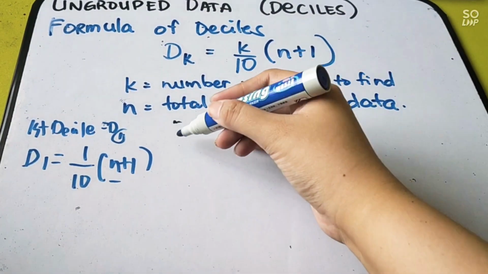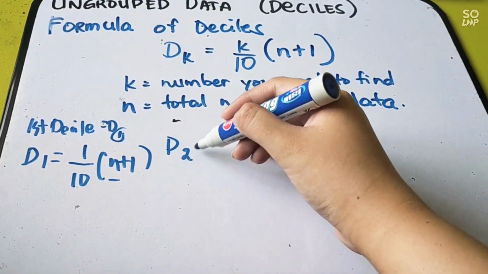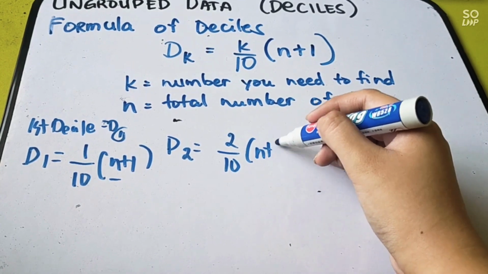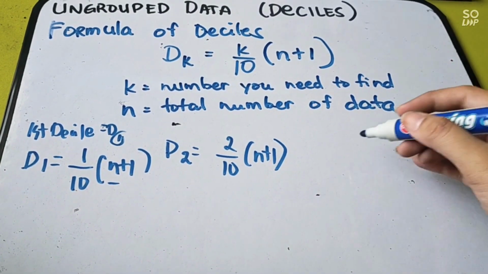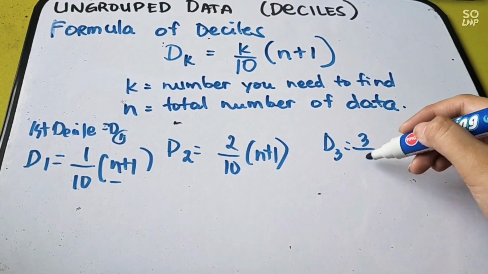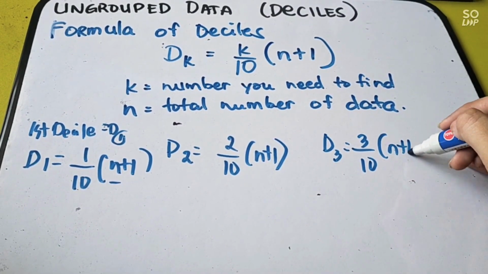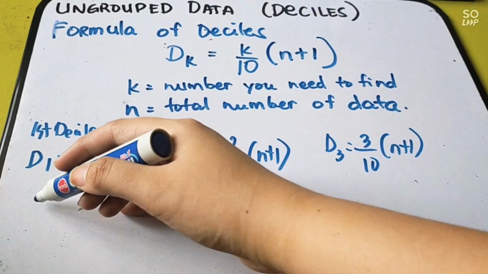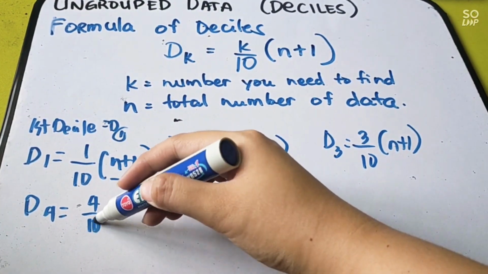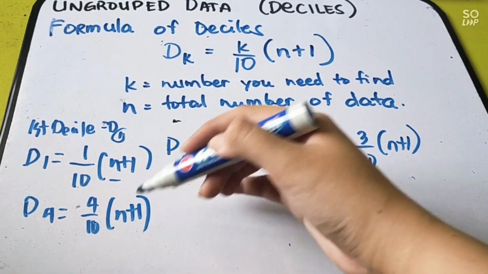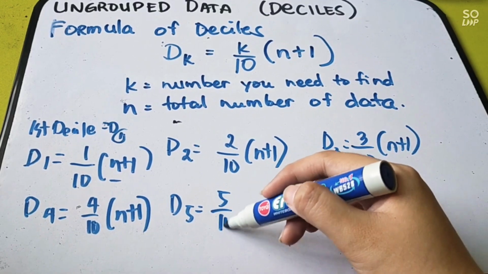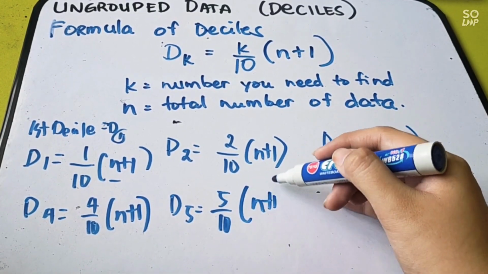Okay? Next tayo. Kung d sub 2 naman yung hinahanap mo, so we have 2 over 10 times n plus 1. Ganun lang kasimple. Kung d sub 3 naman ang hinahanap mo, so we have 3 over 10 times n plus 1. If we have fourth decile, d sub 4 is equals to 4 over 10 times n plus 1. If fifth decile, we have 5 over 10 times n plus 1.